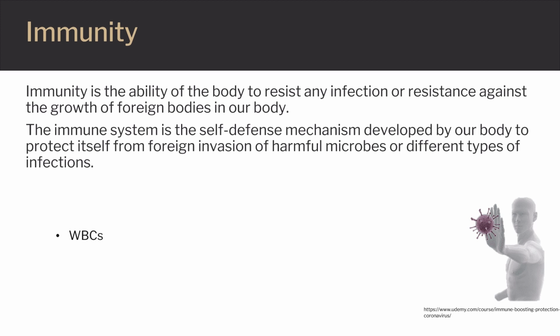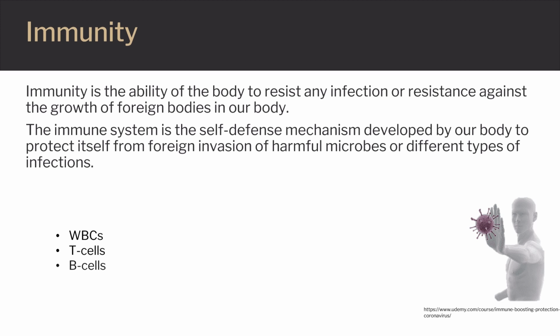WBCs are highly differentiated, and there are several types to go through. Lymphocytes are the agranulated WBCs primarily involved in the immune responses of our body. They originate from bone marrow, and they're found in the body fluids, blood, and lymph. Different types of lymphocytes involved in immune responses are T cells, or T lymphocytes. T stands for thymus, the organ in which these cells mature. T cells are involved in cell-mediated immunity.